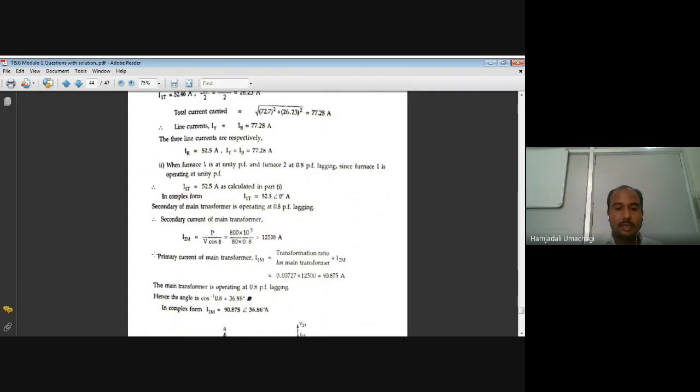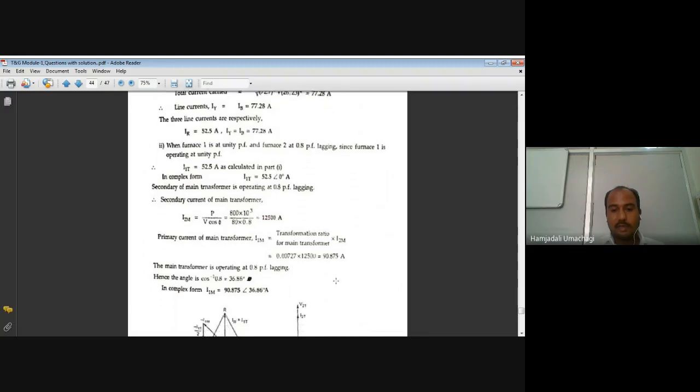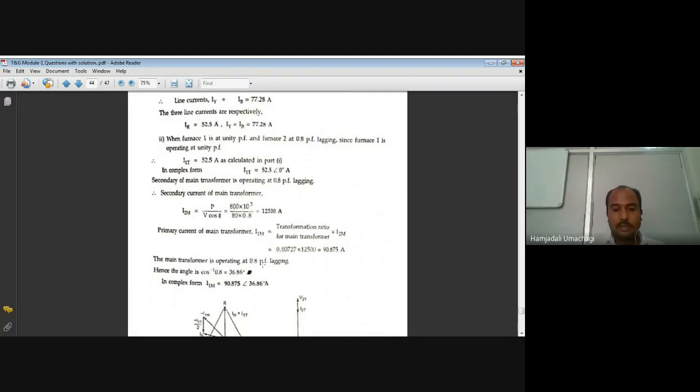Let's calculate the primary current of the main transformer. I1M is equal to the transformation ratio KMT times the secondary current of the main transformer. KMT is 0.00727 and I2M is 12,500, so the primary current I1M is 90.875 ampere. The main transformer is operating at 0.8 power factor lagging. After this, we should also calculate IY equal to IB. IY is equal to IB is equal to the square root of I1M squared plus half of I1T whole squared. Substituting I1M as 90.875 plus half of I1T, that is half of 52.5, whole squared.